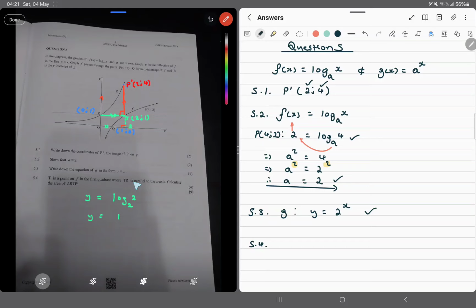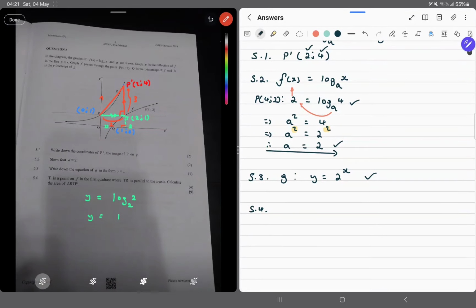And then we are told here, calculate the area of triangle RTP prime. So there is our triangle. But what do we notice about this triangle? It's a right-angled triangle. So from R to T, it's 2 units. It's horizontal. So we can see that this distance here is basically 2 units. But now this one here is going to be 4 minus 1, which is 3 units. So this is simple. So we've got the base, we've got the height, we sort it out nice and easy.